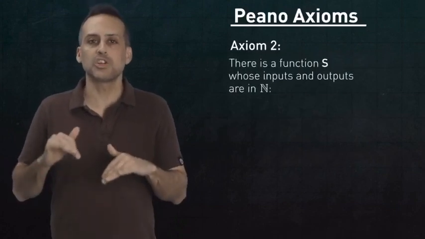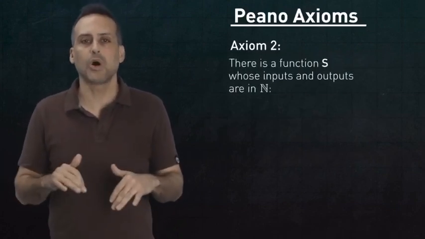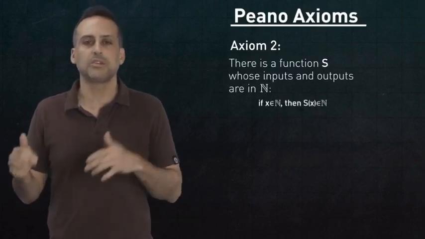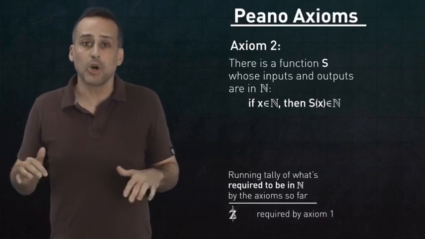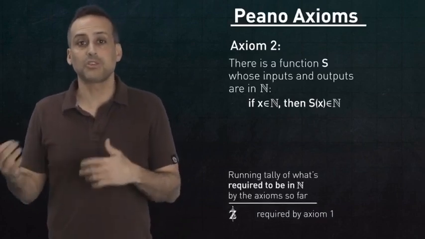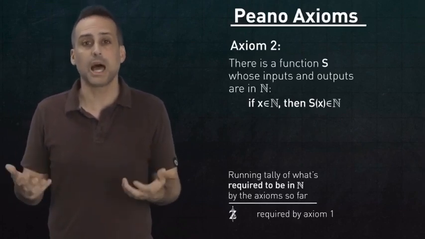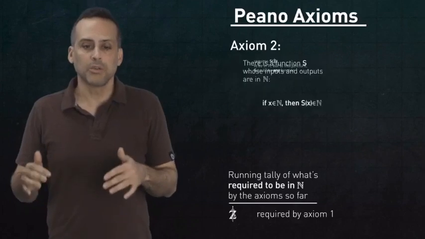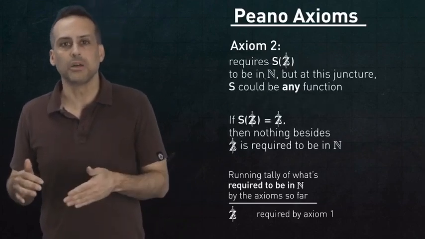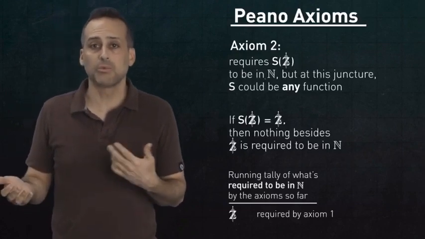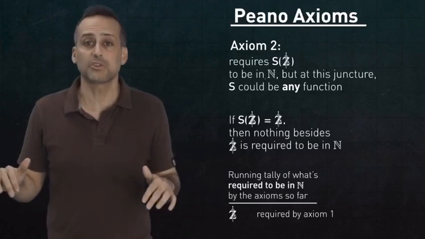There exists a function s, whose inputs and outputs are elements of N. In other words, if x is in N, then s of x is also in N. Now, on its own, this doesn't buy us anything, because we haven't specified the mechanical rule underlying s. For instance, suppose that Zelda is in the set, and it turns out that s of Zelda equals Zelda. This would still satisfy Axioms 1 and 2, but it looks nothing like the natural numbers.